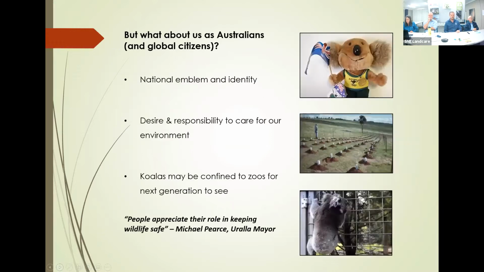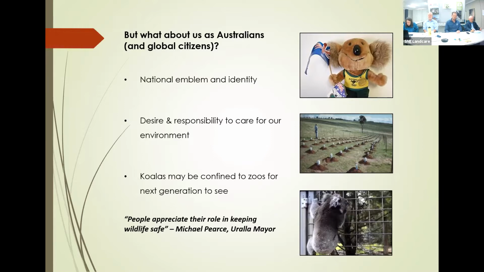So slide 4, just a short one, just shows if you needed 3 good reasons to want to help protect our koalas. Firstly, they're our national emblem and identity, and we could lose that. Remembering back to the Sydney Olympics where the koala played such an iconic feature in the games and reflecting on us as Australians. To the second point, where it does reflect on Australians and our desire and responsibility to care for our unique environment. And thirdly, and very sadly, koalas may be confined to zoos for the next generation to see unless steps are taken in the next generation.